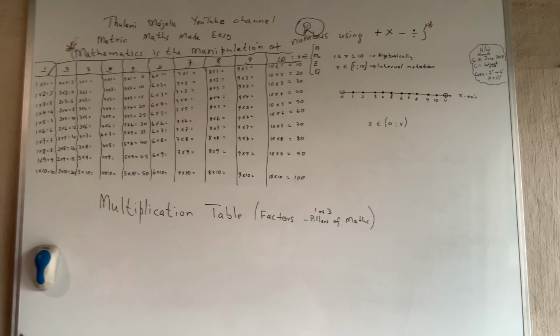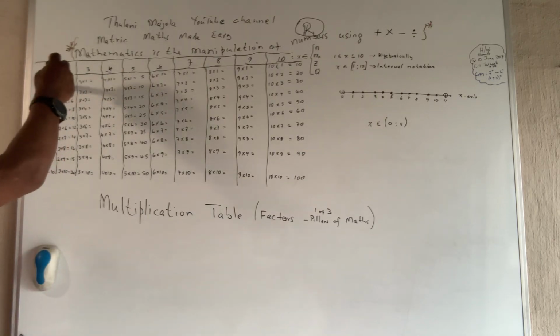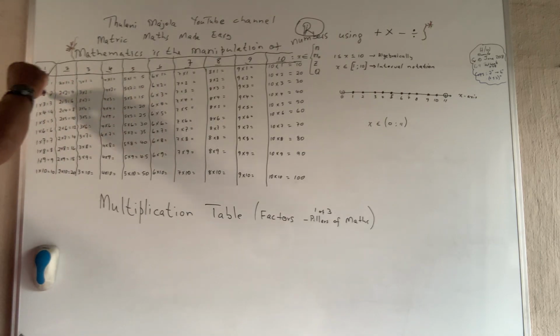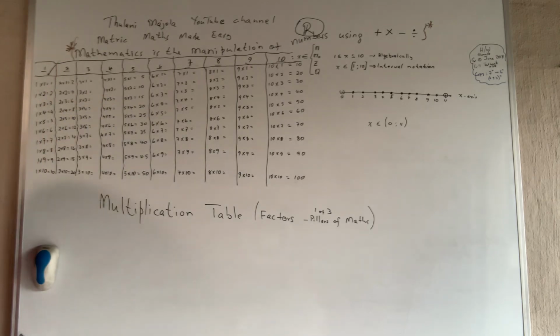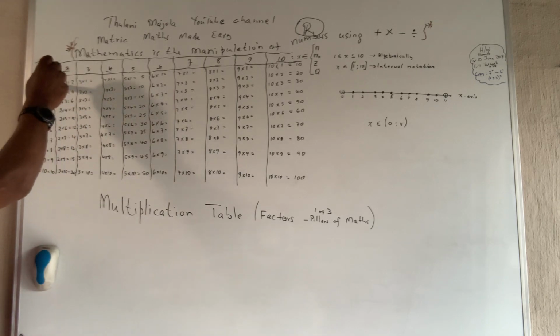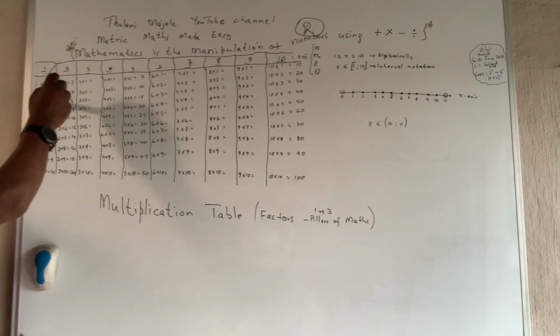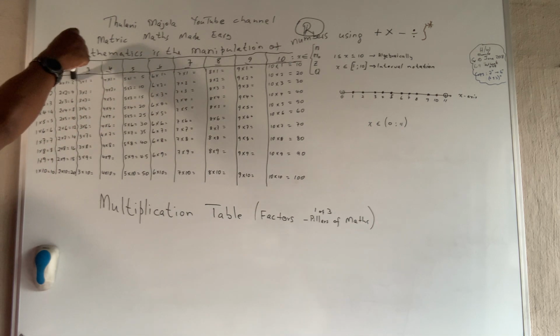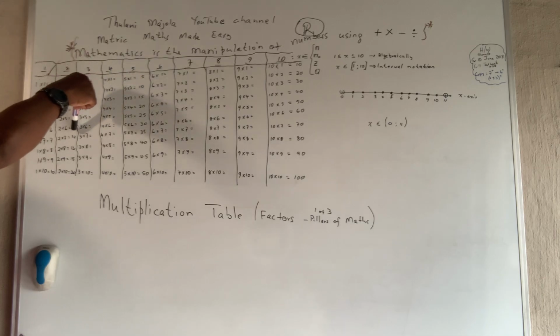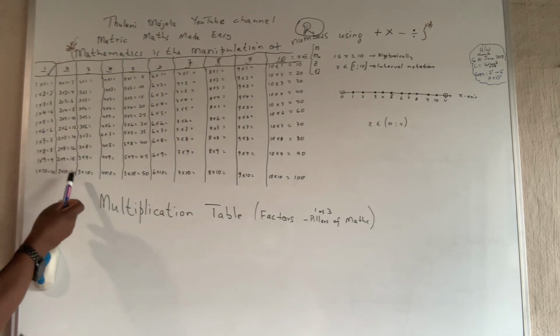Now we go to the even numbers. Even numbers are like 2 times 1, but 2 times 1 is also 1 times 2, because these are commutative numbers. The commutative law applies here. So 2 times 1 is 2, 2 times 2 is 4, 2 times 3 is 6, 2 times 4 is 8. So the even numbers: 2, 4, 6, 8, 10, 12, 14, 16, 18, 20.